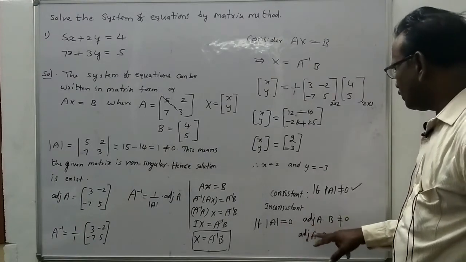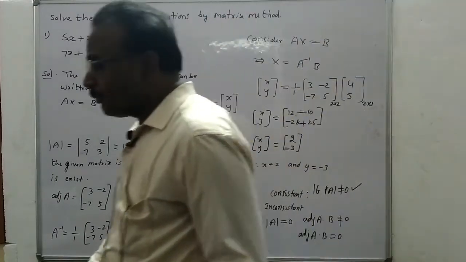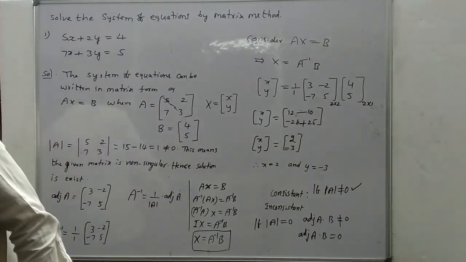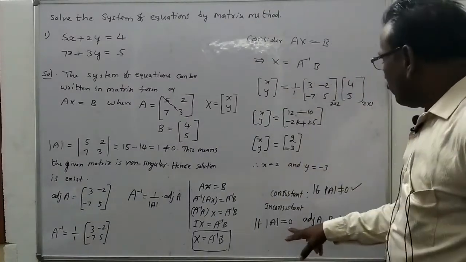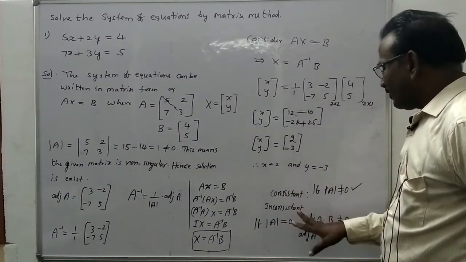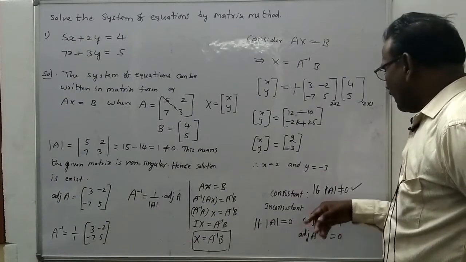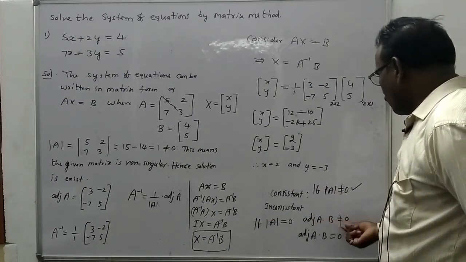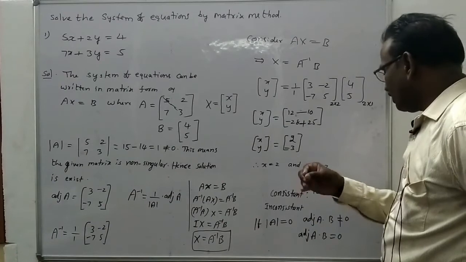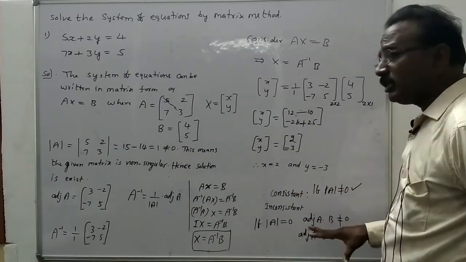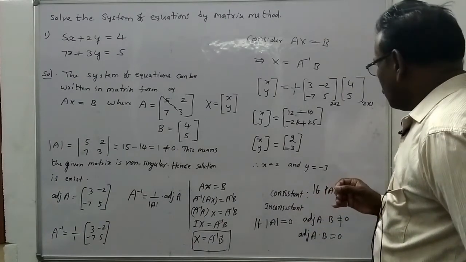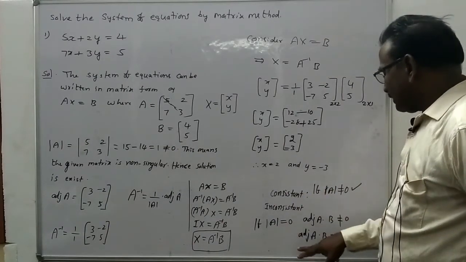If the determinant of A is equal to 0, and we check the condition, adjoint A into B is not equal to 0, the system is inconsistent, definitely. If the determinant of A is equal to 0 and adjoint of A into B is equal to 0, this system has infinitely many solutions or no solutions, therefore this system is consistent.